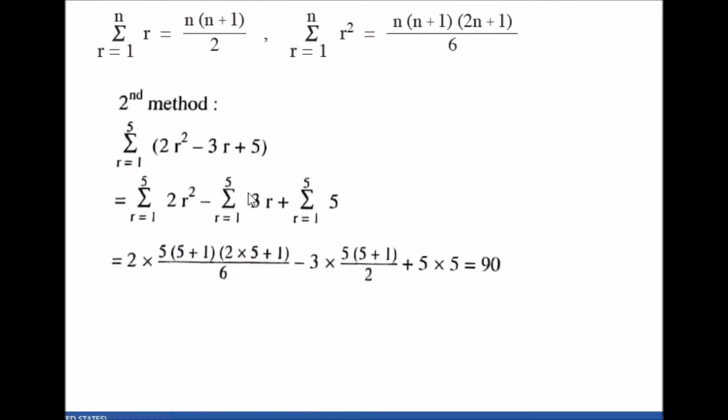Sigma from r equals 1 to 5 of 3r, put the 3 outside the summation notation, and sigma from r equals 1 to 5 of r, from the summation properties, equals n times n plus 1 over 2. n equals 5, so this is equal to negative 3 times 5 times 5 plus 1 over 2. And finally, sigma from r equals 1 to 5 of 5. 5 is a constant, so this is equal to the constant 5 times n, which is 5, so 5 times 5. Simplify, and finally this is equal to 90.